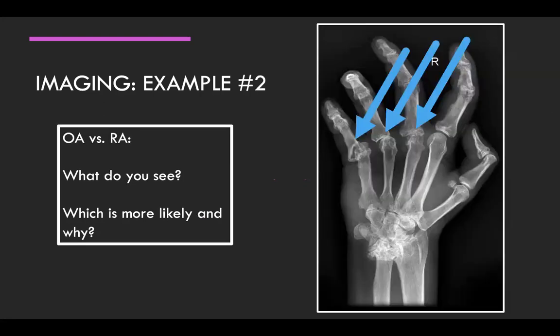Second imaging example, again, this is a radiograph, and the arrows are pointing to some of the joints affected. So take a second, try to think through what you are seeing in each of those joints, maybe the hand as a whole, and which pathology you think is present and why.